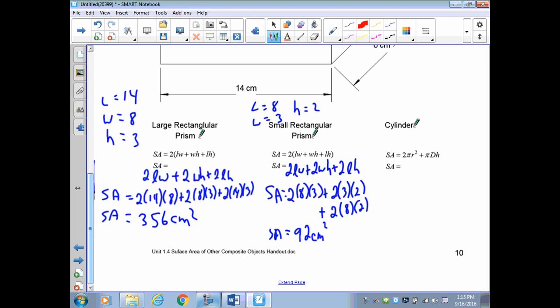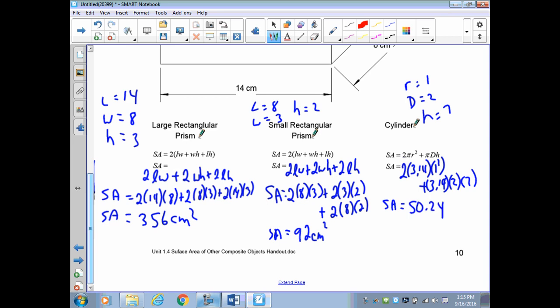Okay, the last part is the cylinder. And if you take a look at your cylinder, we have a diameter, which is 2. That means our radius is equal to 1, which is half our diameter. And we have a height, which is equal to 7. So taking a look at our formula here, that gives us 2 times 3.14, radius of 1 squared, plus 3.14 times the diameter of 2 times the height of 7. So my surface area of my cylinder is going to be 50.24.